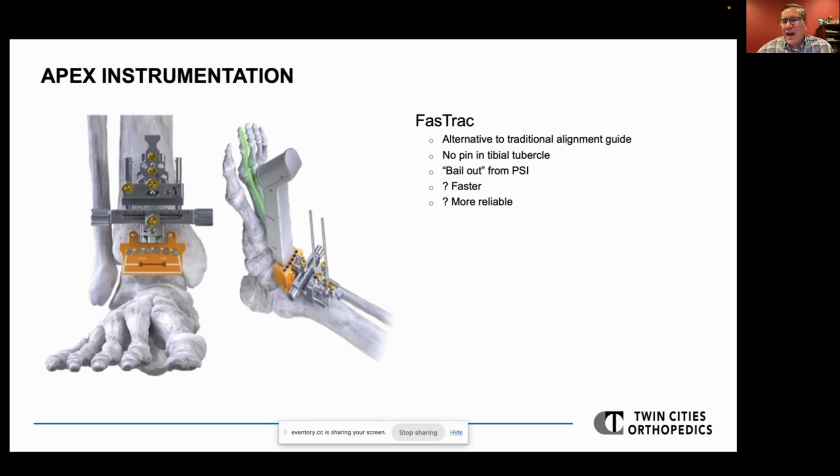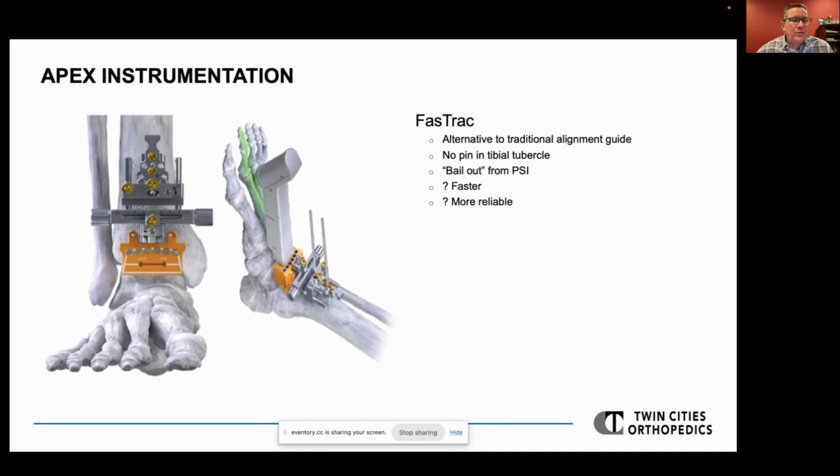It's marketed as the fast track. I'm not sure fast track is the appropriate name because in my hands, it's not necessarily faster. It's certainly not faster in my hands than patient-specific guides. Is it more reliable? I don't know that in my hands it's necessarily more or less reliable, but I think it's got some good options.